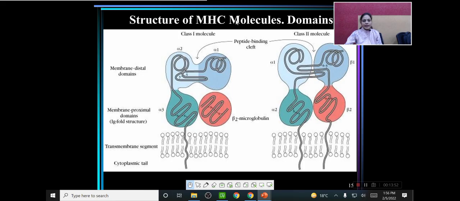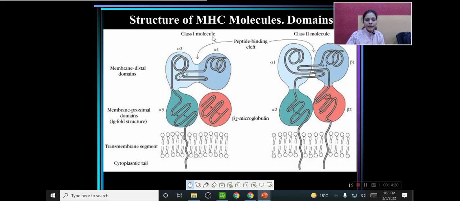This is the structure of the MHC molecule domain. See here. This is the membrane distal domain. This is the membrane proximal domain, transmembrane segment and cytoplasmic tail. So this is alpha 1, alpha 2, alpha 3, right? In class first, there is no beta 1, right? Only beta 2 microglobulin is present.